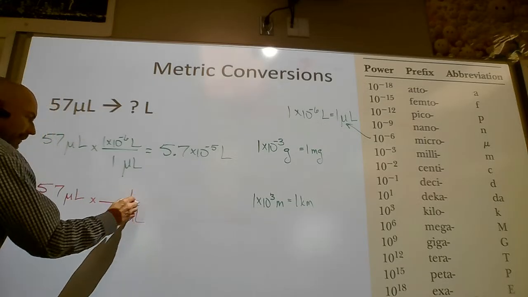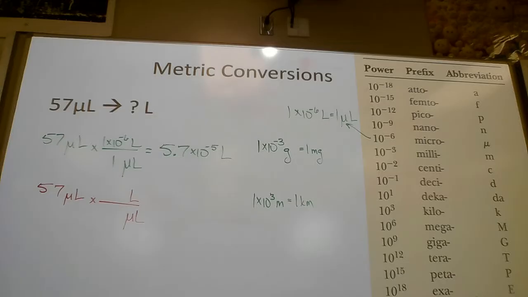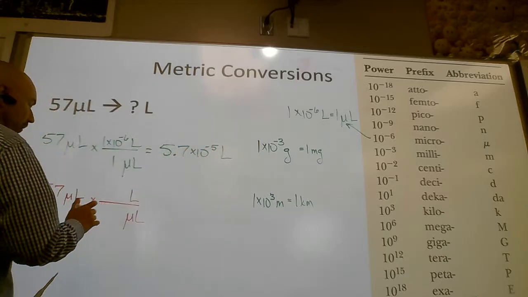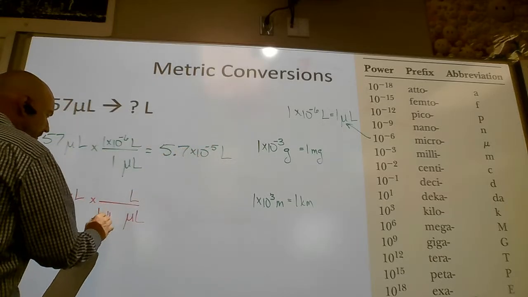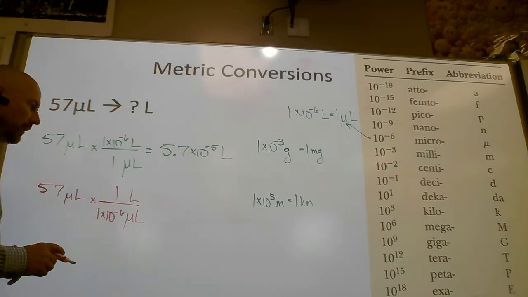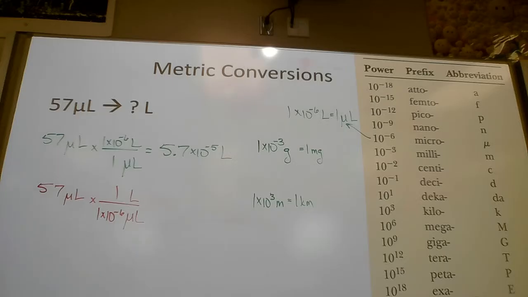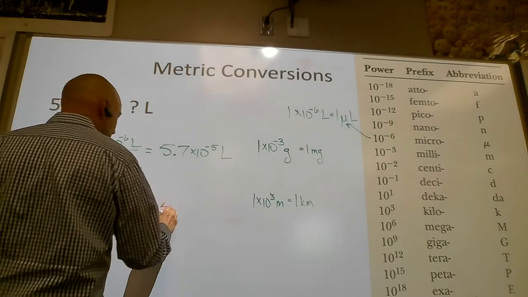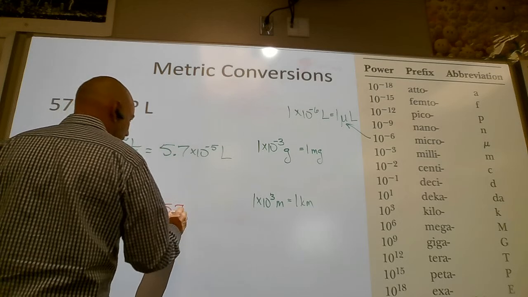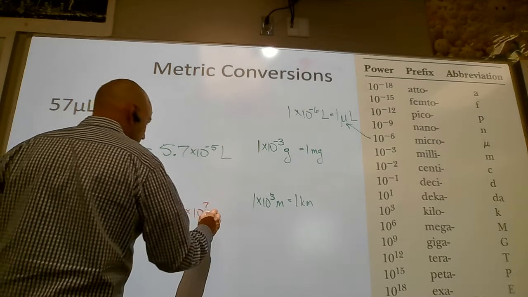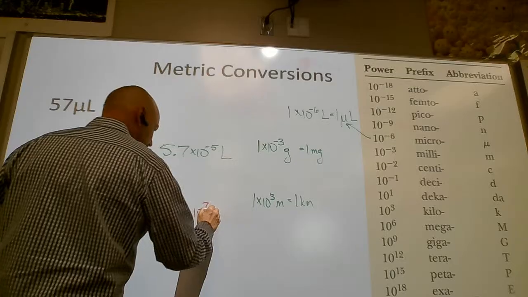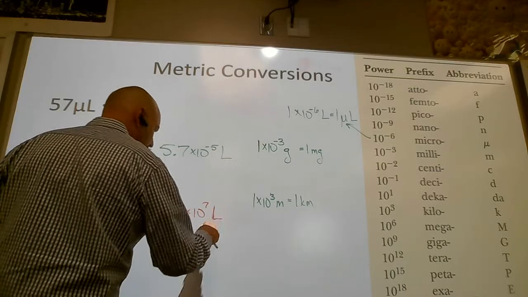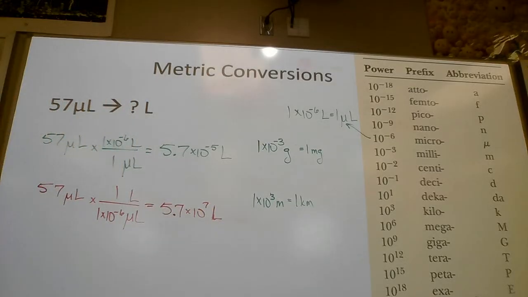You'll do this great. That's not a problem. But what you'll do is you'll do the chart wrong. You'll go, okay, 1 times 10 to the negative 6 microliters is every 1 liter. And you plug that in your calculator, and you get 5.7 times 10 to the 7th liters. And then you walk away.